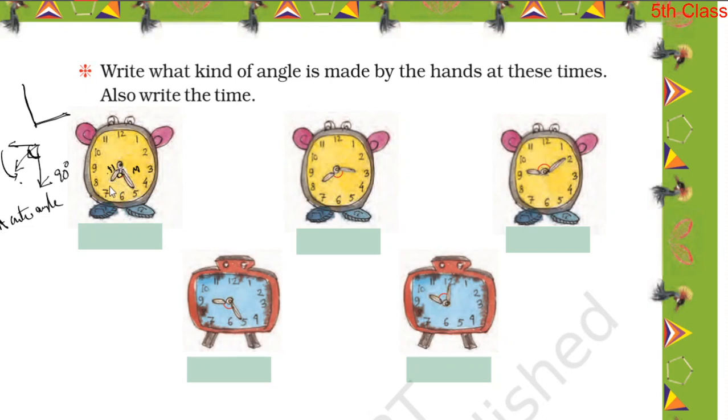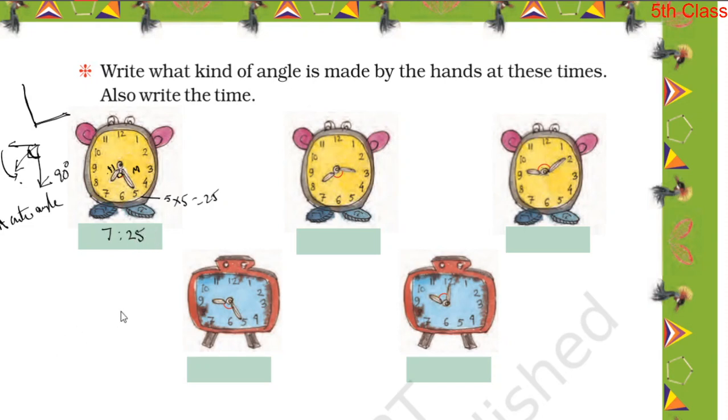And here the hour hand is in between 7 and 8. Therefore, the time is 7 and the minute hand is exactly at 5. That means it covers 25 minutes. So from 12 to 5, how many minutes are covered? 5 plus 5, 10 plus 5, 15 plus 5, 20 plus 5, 25. In other words, we can multiply this 5 by 5. We will get minutes.